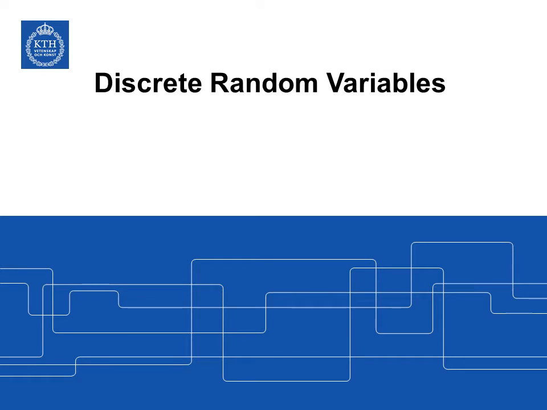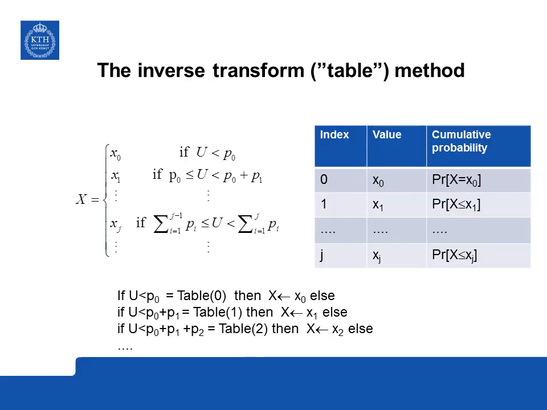So let's start with discrete random variables. In the following, we'll see that basically 3 methods will recur, both for discrete and continuous variables, and these methods are slight variations of each other. The first method that we will consider is the inverse transform method, or for discrete variables also called the table method, since it's based on a table of the cumulative distribution of the variable that we want to generate.